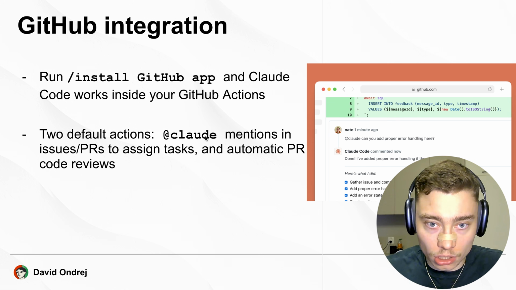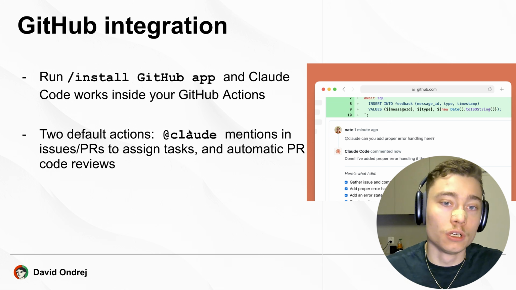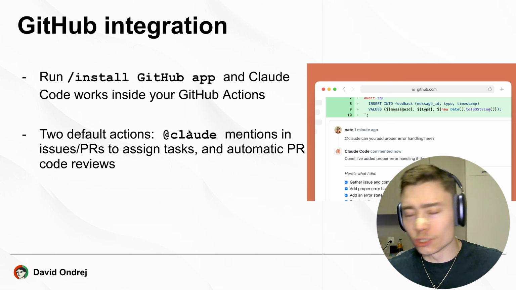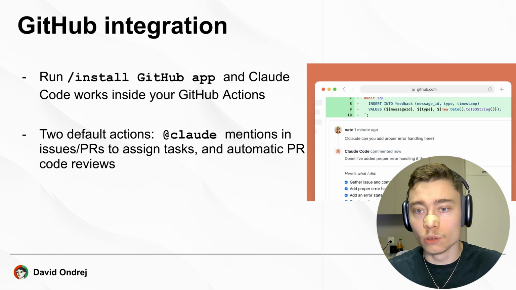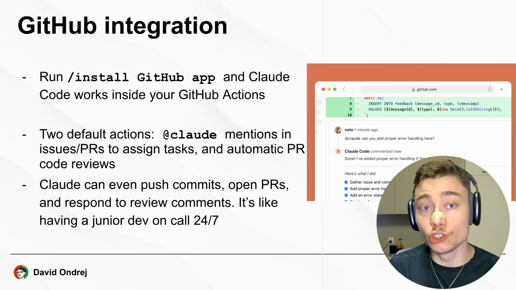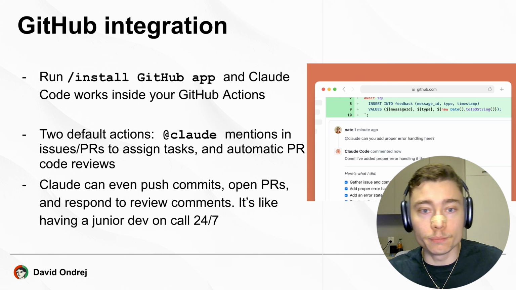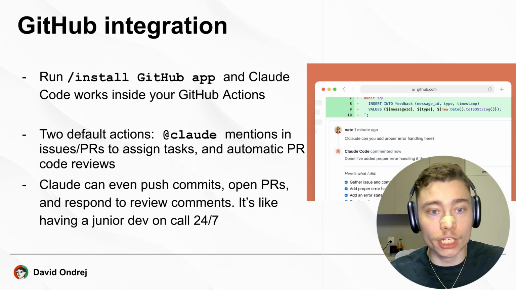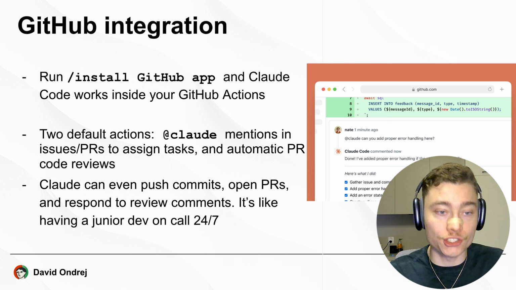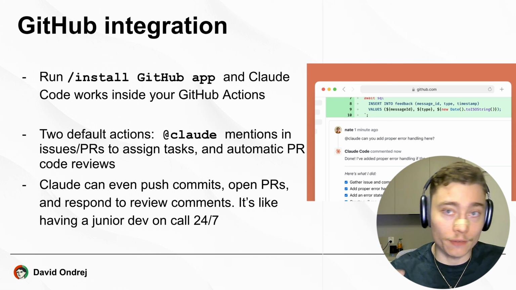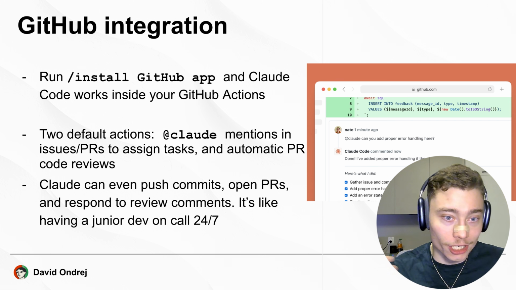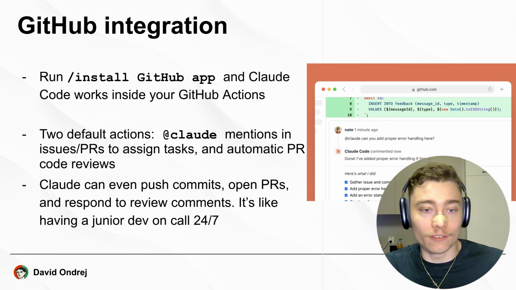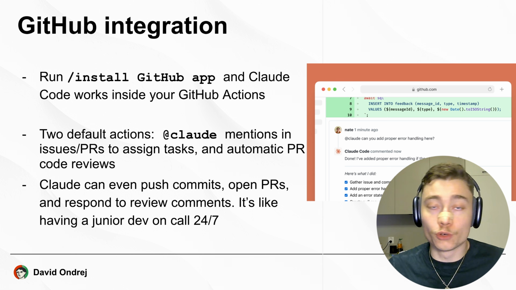First, adding Claude by mentioning it inside of pull requests or issues to assign Claude Code different tasks, or to have it review the pull request, or to just answer a simple question. But once you do this GitHub integration, Claude can even push commits, open new PRs, and respond to review comments, all from the Claude Code CLI. So you don't have to switch to your browser or anything. You can just stay inside of Claude Code, talk to it in plain English, and it can do anything that a junior developer could do 24/7 for a fraction of the cost.